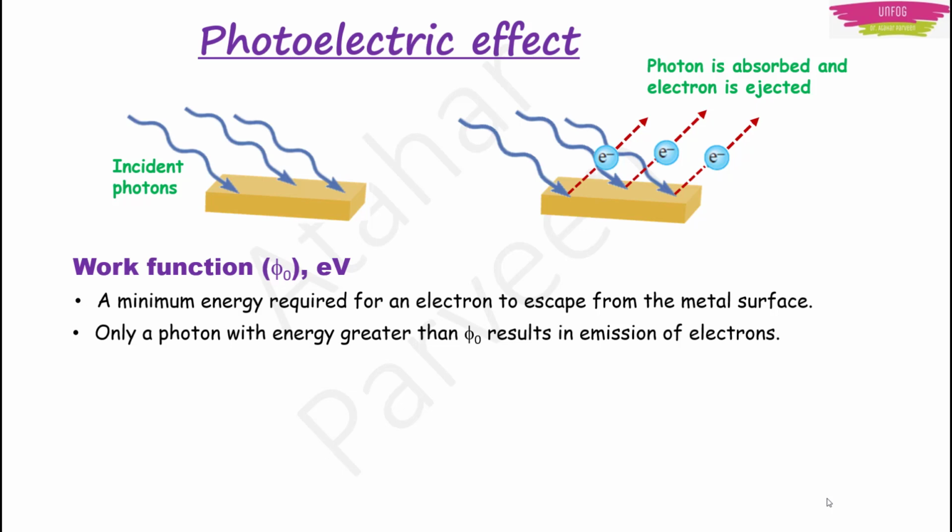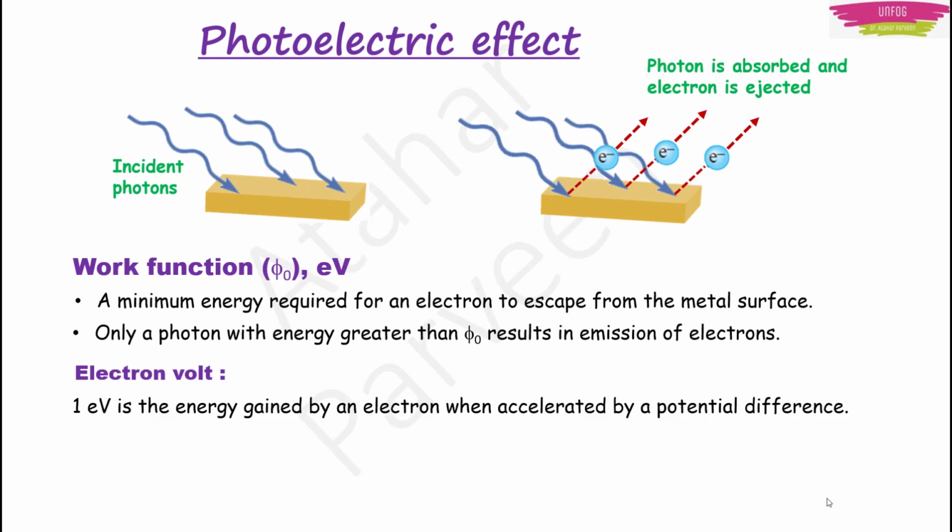Now this electron volt is the energy gained by an electron when accelerated by a potential difference. That means if you are connecting some battery or something like that, then you can relate it to potential difference. And usually this electron volt can be converted into joule also because it is energy, right? So 1 electron volt is equal to 1.6 into 10 raised to minus 19 joule. This is the important value you have to remember. Every time you want to convert electron volt into joule, you have to use this value, 1.6 into 10 raised to minus 19 joules. Okay.